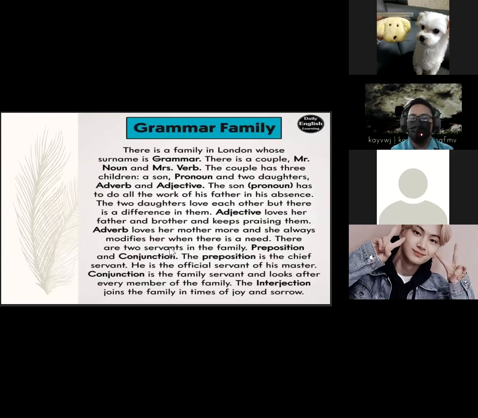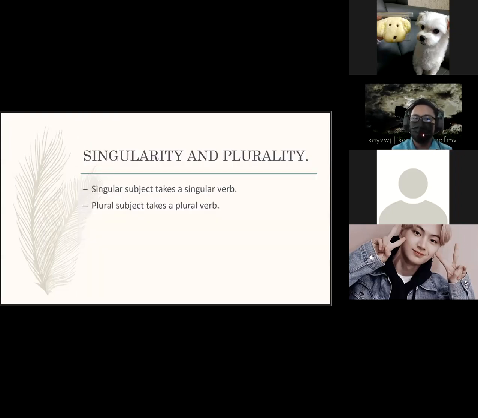Okay? So there are 2 servants in the family. Meron tayong tinatawag na sina preposition at conjunction. The preposition is the chief servant. He is the official servant of his master. The conjunction naman is the family servant and look after every member of the family. And lastly, the interjection joins the family in terms of joy and sorrow. Okay? So familiar tayo sa 8 parts of speech, sina interjection, conjunction, preposition, adjective, adverb, pronoun, verb, and noun. Those are the 8 parts of speech when it comes to grammar.